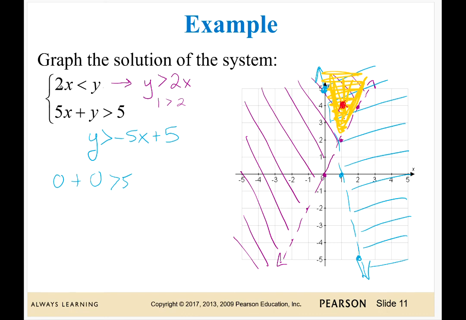So 1, 4 would tell me that 2 is less than 4, which is true. And if I put 1, 4 in here, I get 5 plus 4 is 9. I get 9 is greater than 5, which is also true. So it checks out. So we know that that little triangular piece is the answer. Only points in that little triangular piece. So you just got to be really careful when you graph these. It's a lot of attention to detail because you've got both of those graphs appearing at the same time.